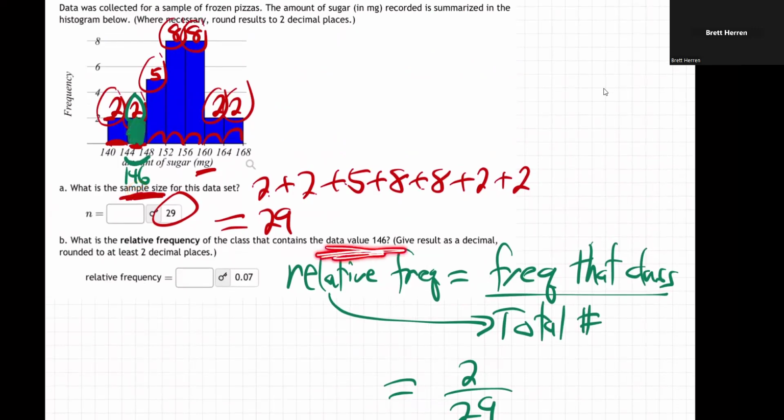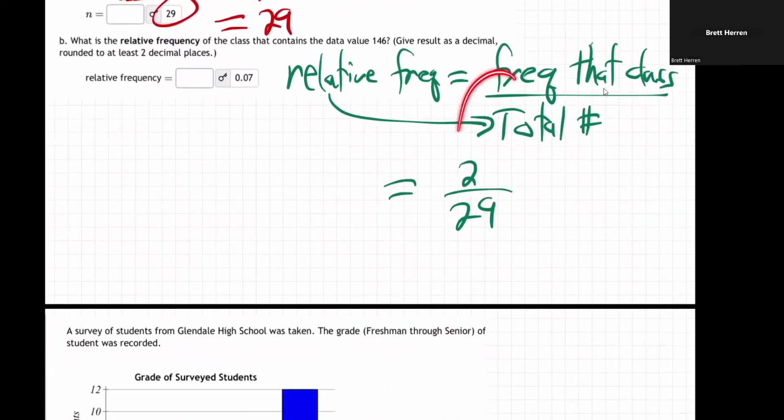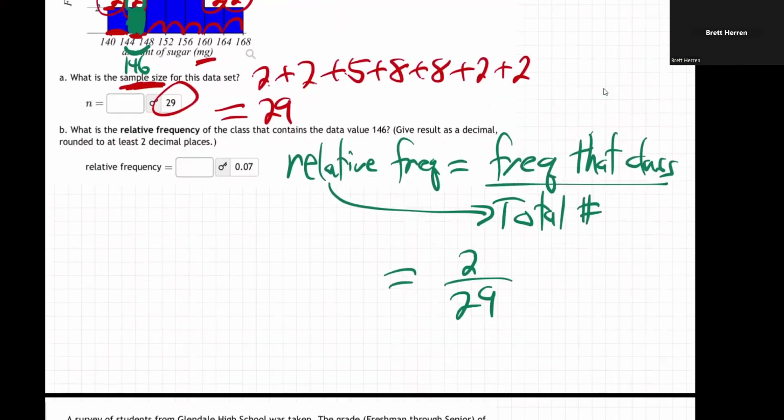The data value 146 is found right there between 144 and 148. There's 2 pizzas in that category, right? The class that contains the data value 146. That's this class. What's the relative frequency of that class? Like, that class is what part of the whole? Well, it's 2 out of 29 total. So now we've got to divide.